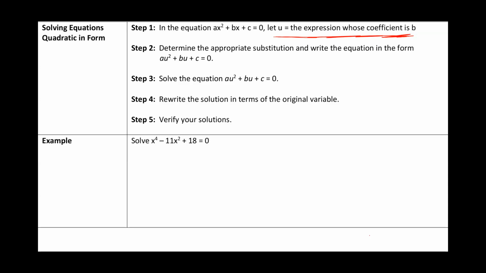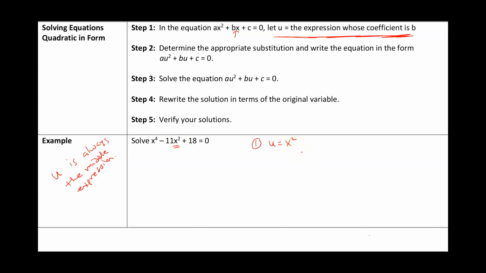Okay, now what does that mean? b is always the middle coefficient. So u is always going to be the expression in the middle. Okay, let me write that on the side and repeat it again. u is always the middle expression. So in this case, u is equal to x squared, because x squared is our middle expression, and u is always the middle expression. So u is equal to x squared.